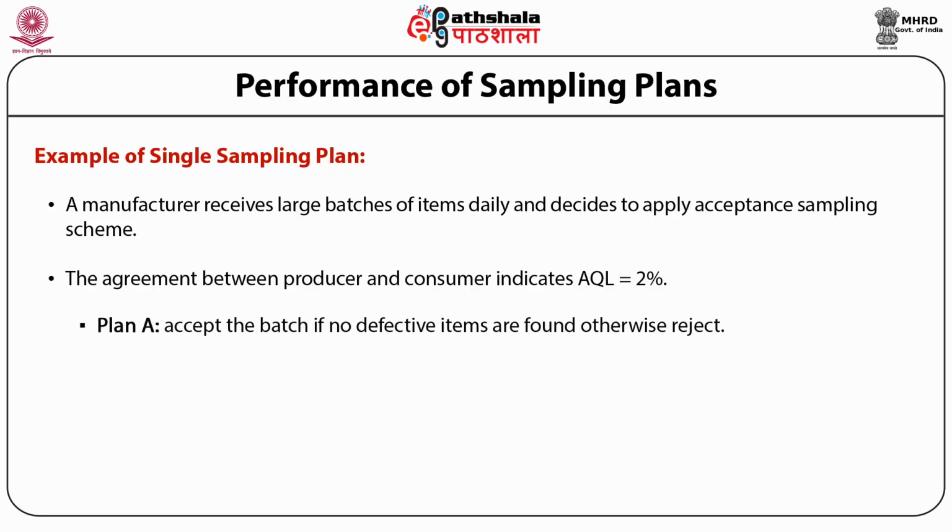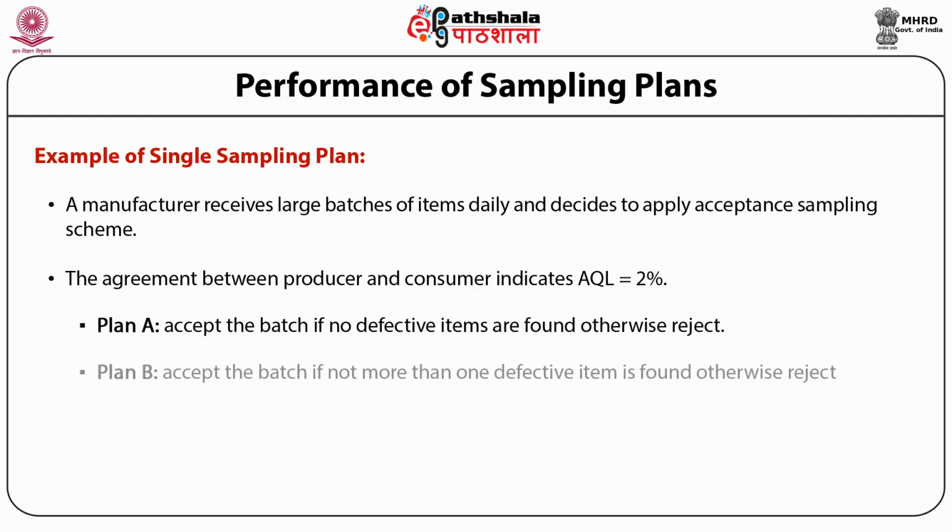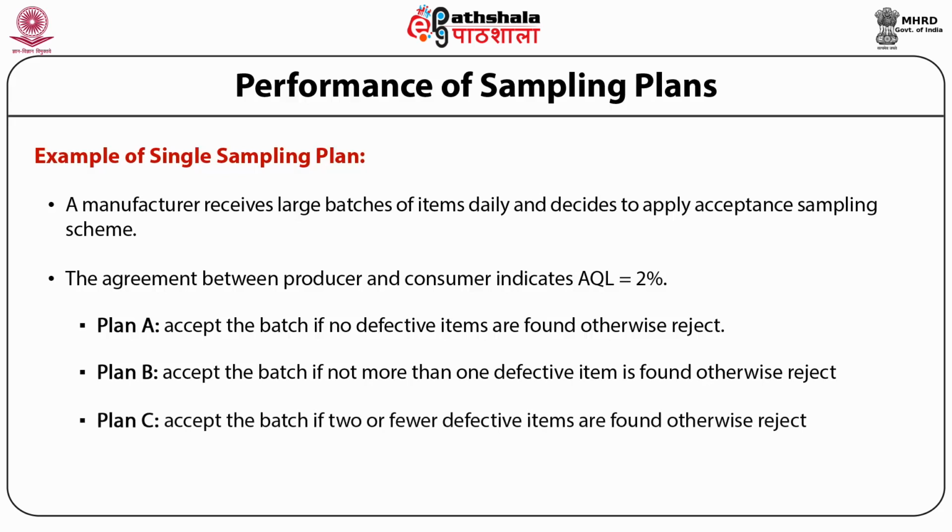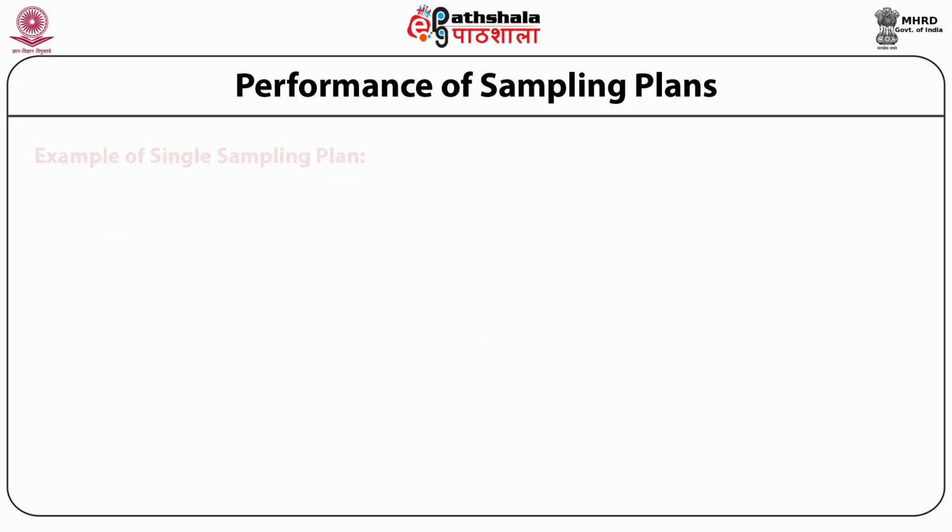Plan A. Accept the batch if no defective items are found, otherwise reject. Plan B. Accept the batch if not more than one defective item is found, otherwise reject. Plan C. Accept the batch if two or fewer defective items are found, otherwise reject. Find probability of acceptance for each single sampling plan.